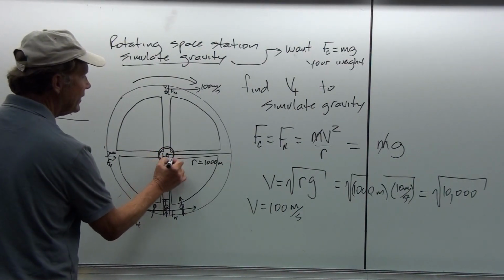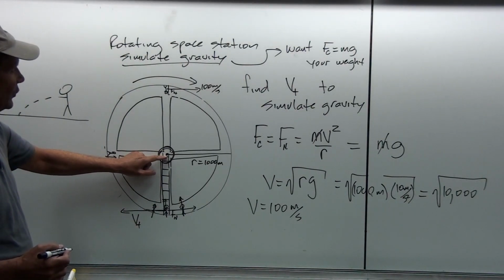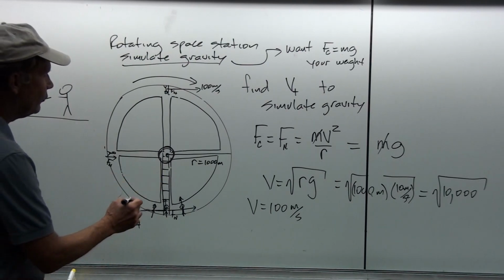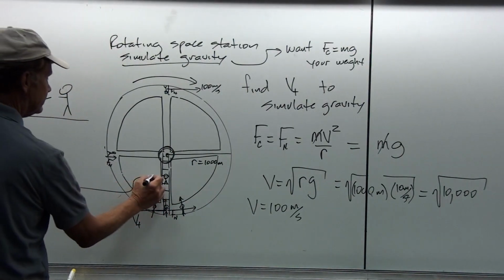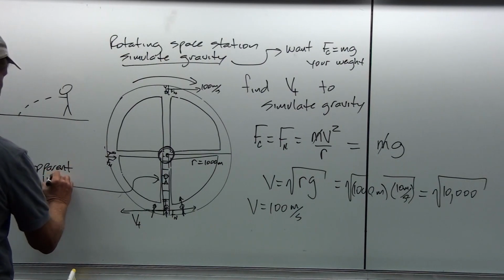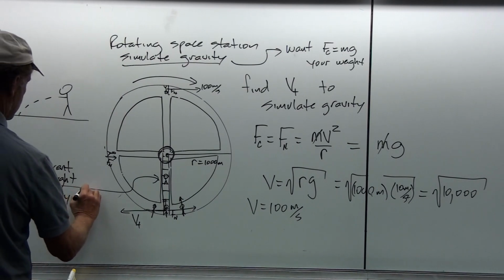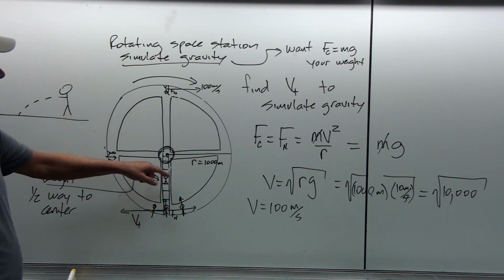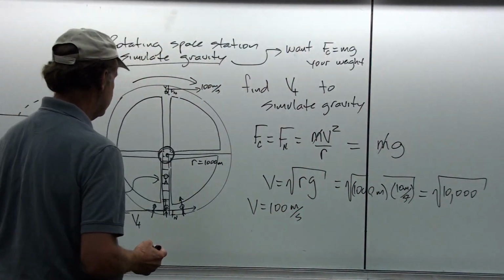It turns out you would have that if you went to the center of the space station. But as you start to climb the ladder toward the center of the space station, we might ask, well, what happens when you get to the midpoint? What would be your apparent weight here? Okay, well, the centripetal force equation goes like mv squared over r.